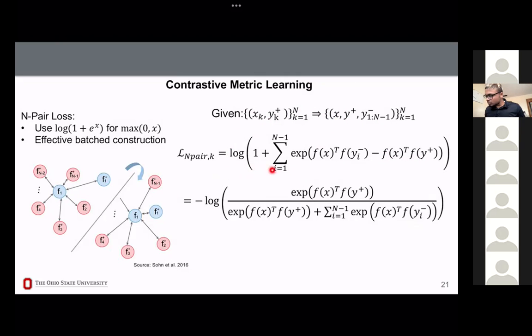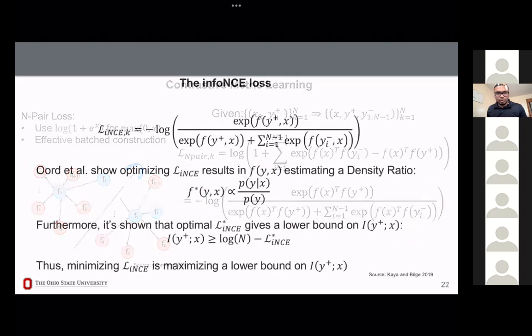But if you just do a little bit of simple mathematical manipulation, this loss can be written as this, and this starts to look a lot like multi-class logistic regression, and that's where it really got into the probabilistic perspective. So the next slide would be about thinking about it in a more probabilistic sense.